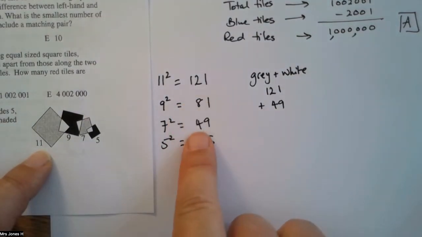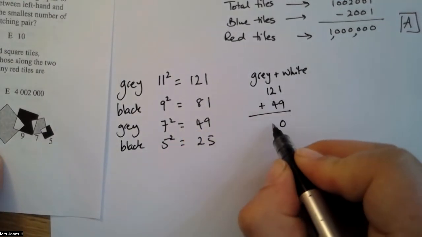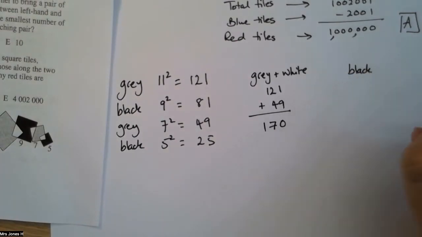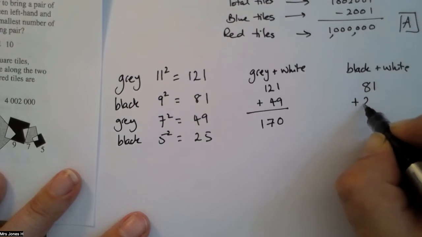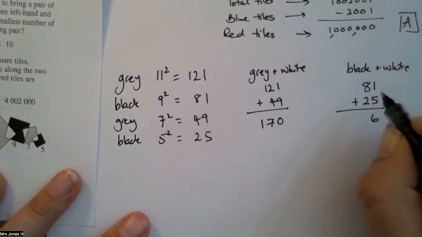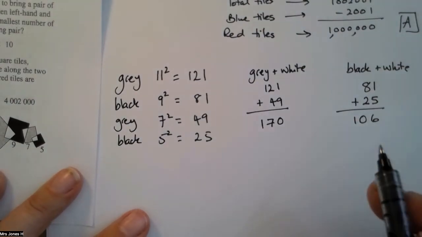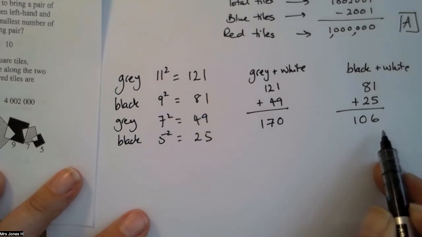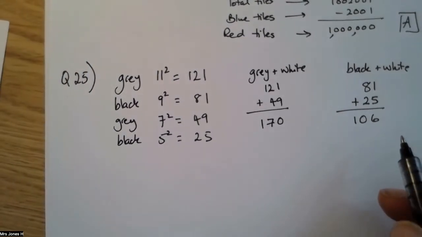This grey added together gives us 170. And similarly, the black plus the white gives us 106. What you need to do is subtract 170, subtract 106, but let me show you with algebra why that's what we have to do next.